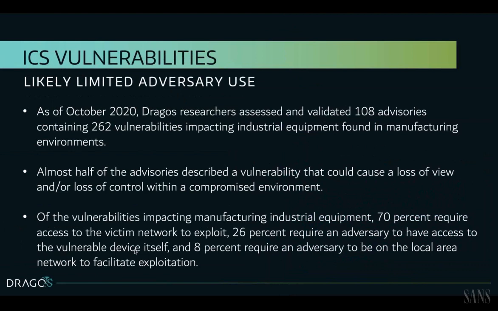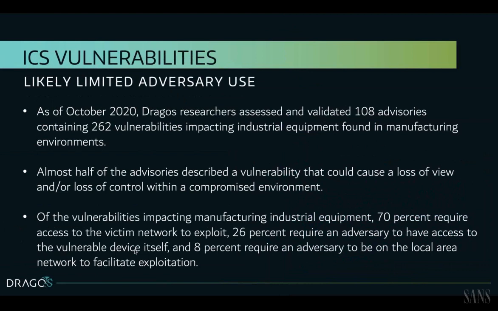We see a lot of times vulnerability reporting or research about industrial control system specific vulnerabilities and the potential they have to cause loss of view, loss of control, disruption within an operations environment. But I want to point out here that of these vulnerabilities that did impact manufacturing industrial equipment, just 70% required access to the victim network in order to exploit, and 26% require an adversary to have access to the vulnerable device itself. 8% actually require an adversary to be on the local area network to facilitate exploitation.